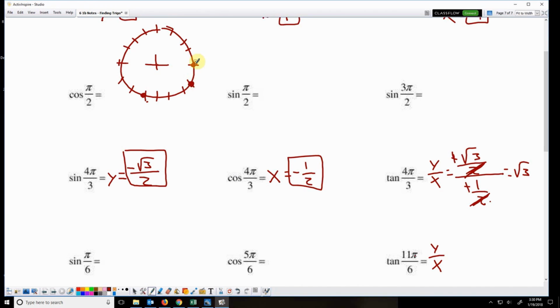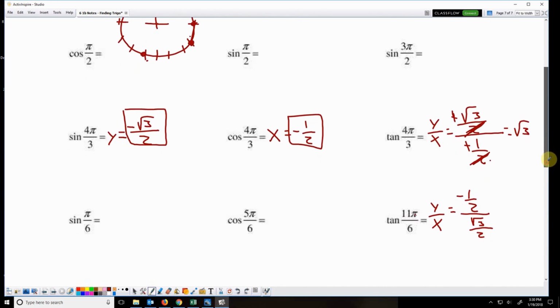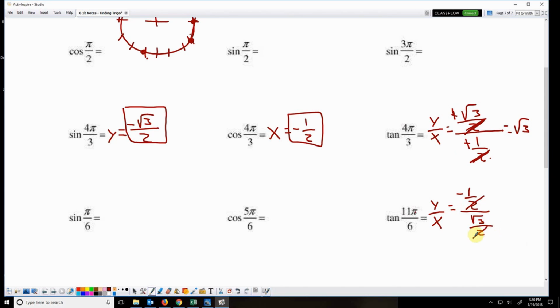The y value there, it's the first position down. So that is negative 1 over 2. The x value there, that is 1, 2, 3, the third position to the right. That is root 3 over 2. Those are going to cancel, and we're left with negative 1 over root 3. But we don't leave radicals in the denominator, so we multiply by root 3 over root 3, which is negative root 3 over 3.